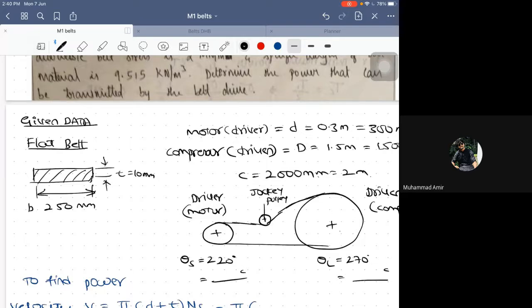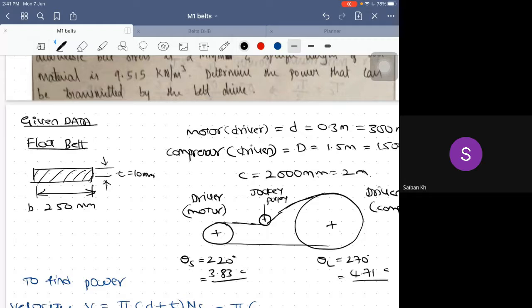Can I get the values in radians, guys? Please be fast. 220 for the smaller one and 270 for the larger one. 3.83 for 220, and 4.71 for 270. So these are the values in radians. 3.83, sir, for the smaller, and 4.71 for the larger. Clear?